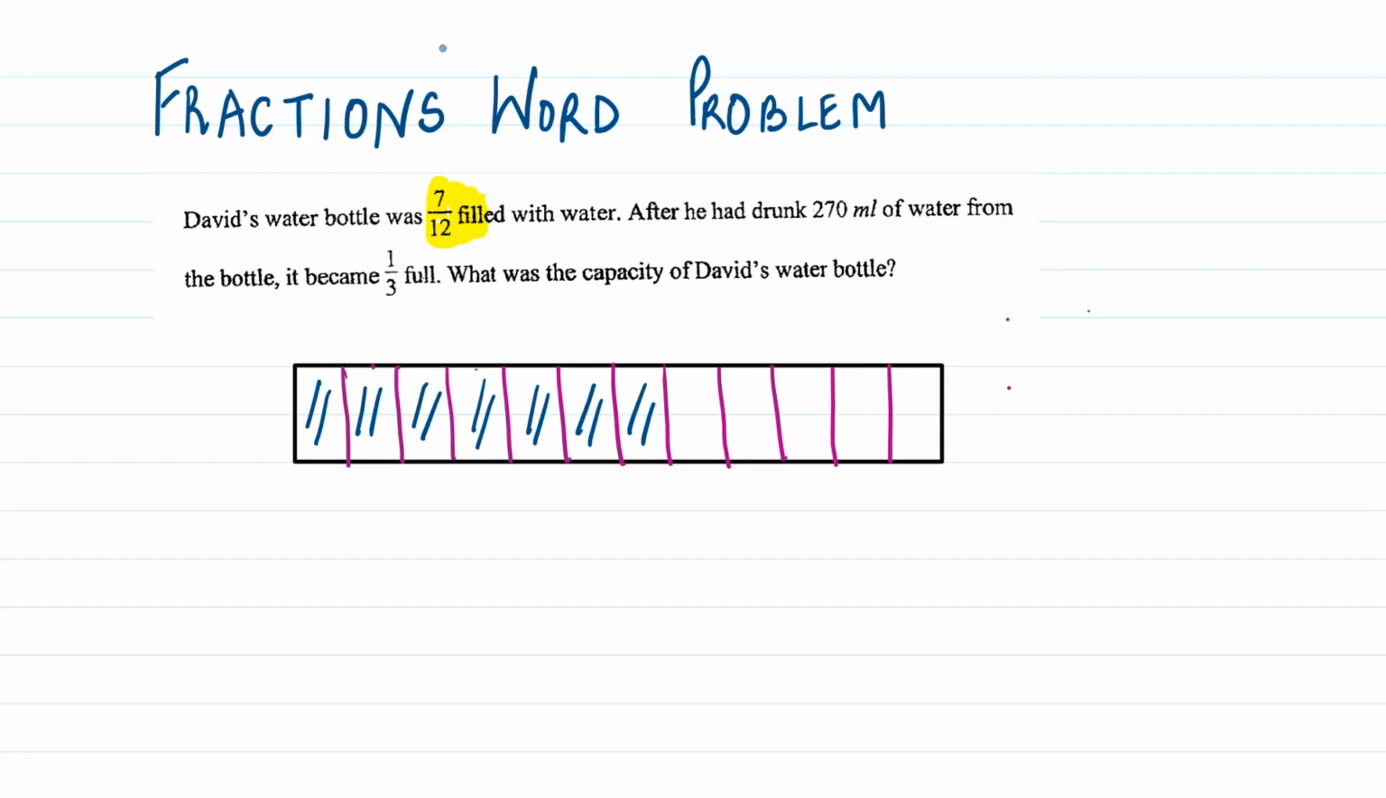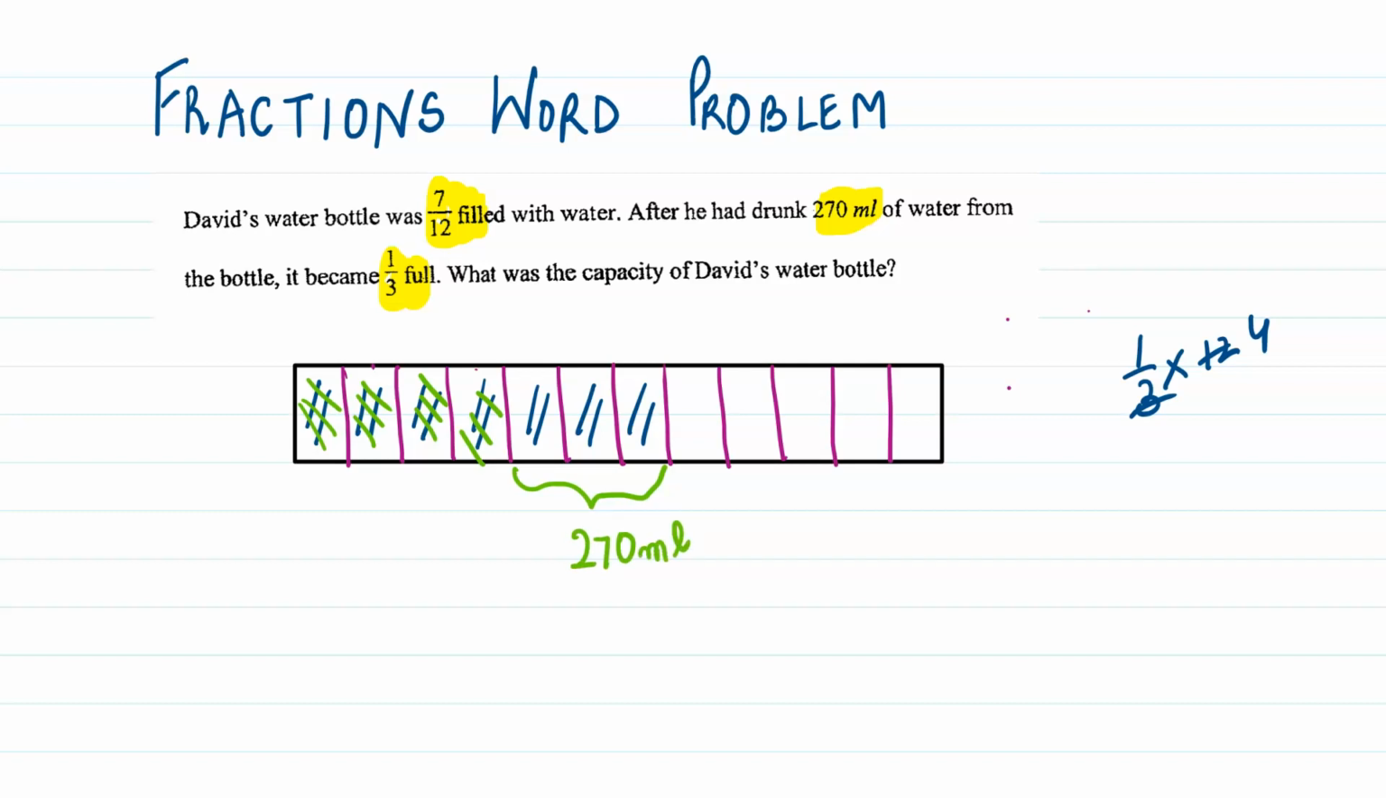When David drank 270 ml of water from the bottle, it became 1/3 full. So let's see what is 1/3 of 12. 1/3 of 12 is 4 parts. So that means because only 4 parts were left after he drank 270 ml, we can shade 4 parts, because 1/3 is left. So that means 3 parts are equal to 270 ml.